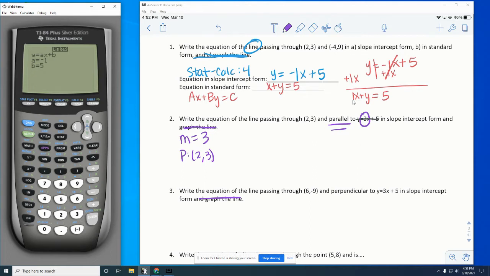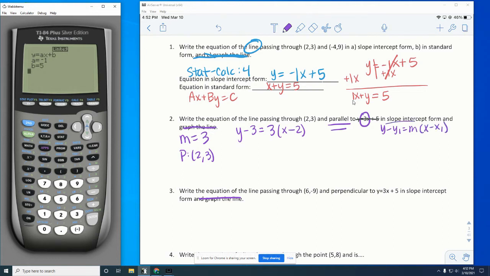We have a point and a slope, so we're going to plug into point slope. So y minus the y from my point equals m times x minus the x from my point. Just to refresh, if you need it, this is on your formula chart, but point slope looks like this. So that's what we're plugging into.